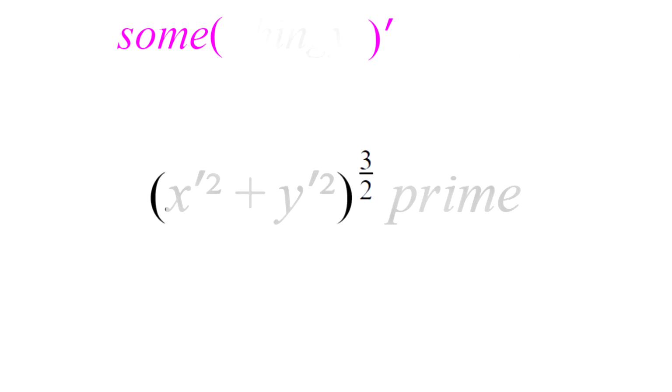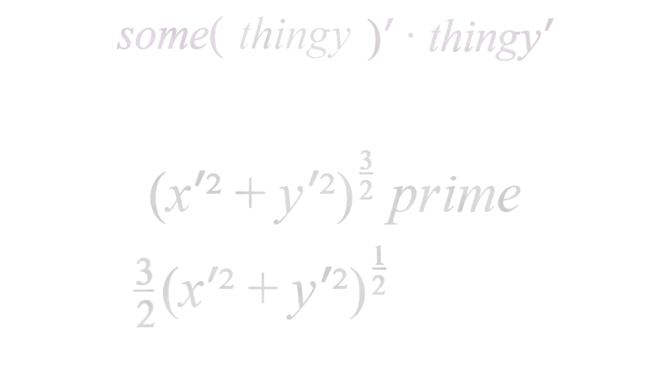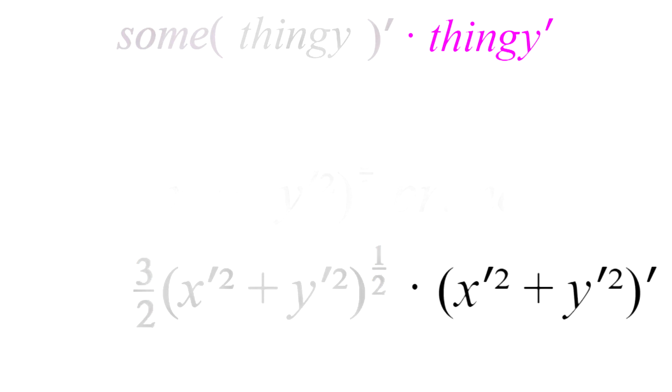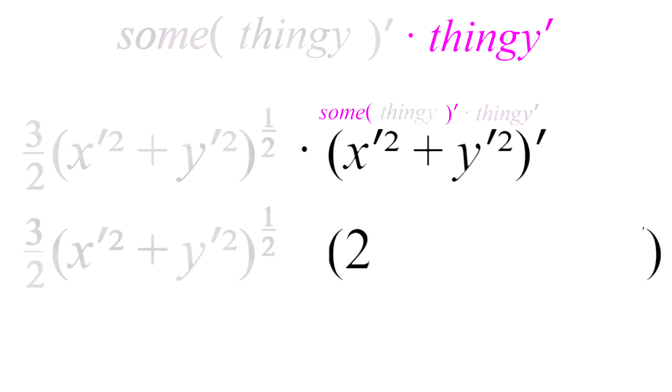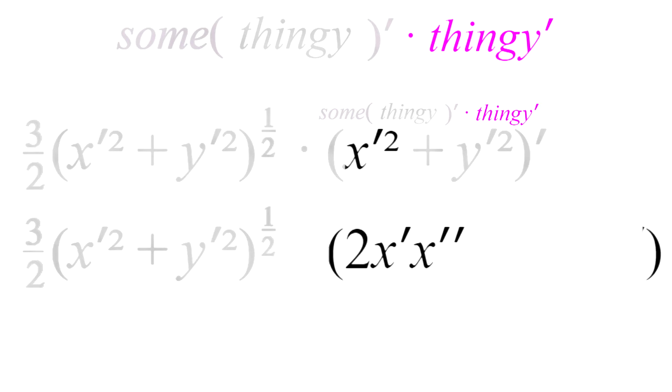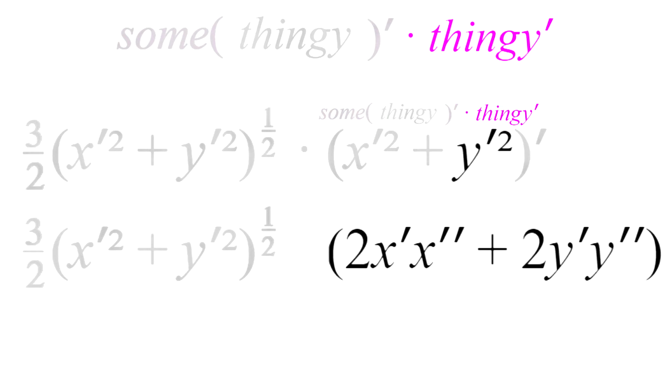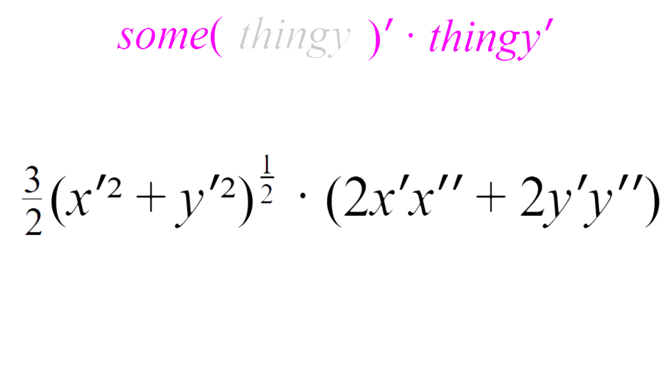Doing so factors the 3/2 power to the expression and decrements its power to 1/2. Secondly, with the chain rule, we multiply this result by the derivative of that expression, where we do a chain rule again to both terms. Doing so will give us 2 times x prime times the derivative x prime prime plus 2 times y prime times the derivative y prime prime. This here serves as the numerator prime.